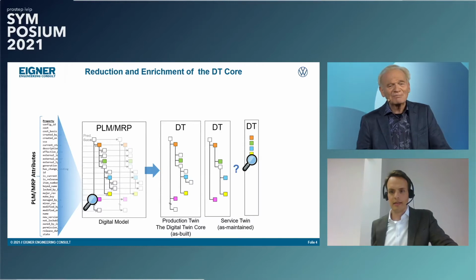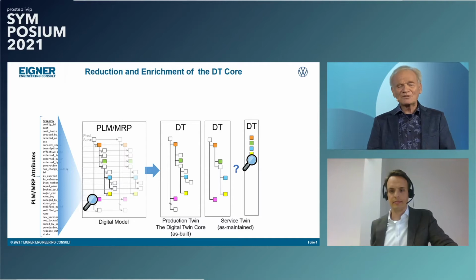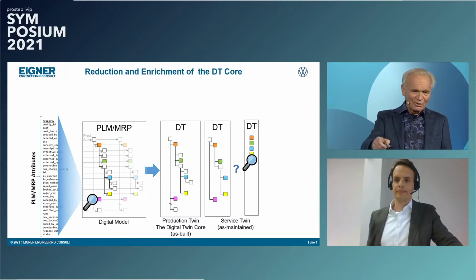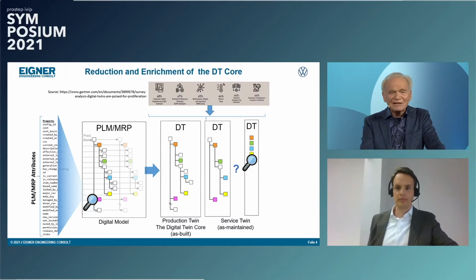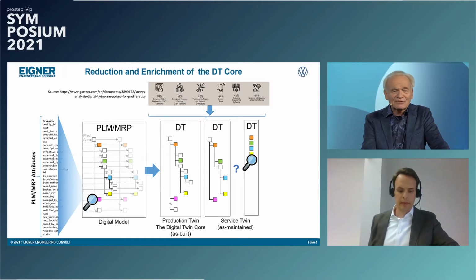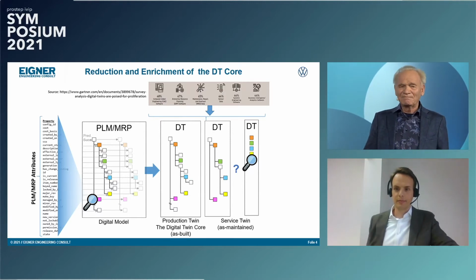On the other side, based on a service-oriented digital model or business concept, we can enrich the digital twin core. And there's a study from Gartner Group that many legacy systems from the enterprise are able to enrich or add information to the digital twin. That could be an MES system, a quality management system, or whatever. So enrichment and reduction, the second statement.